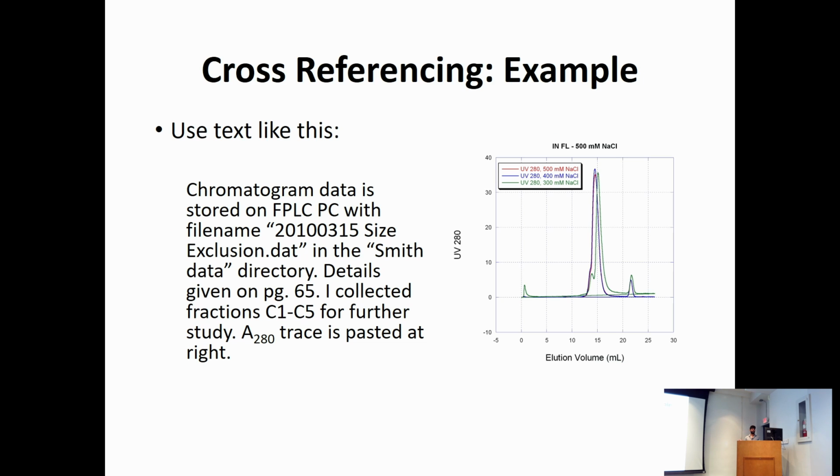In the next slide, what I'm showing is data related to a chromatogram. This is a protein prep. In this figure, he or she has mentioned where the original data is stored. You can see March 15, 2010, size exclusion dot dat. That's where the file is, and it is in the Smith data directory. And all the details about this chromatogram are on page number 65.